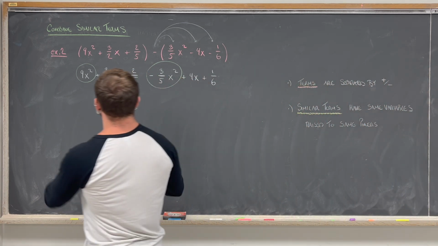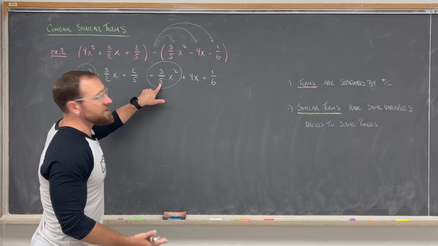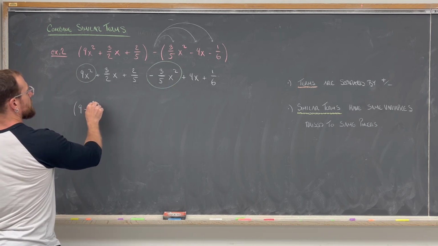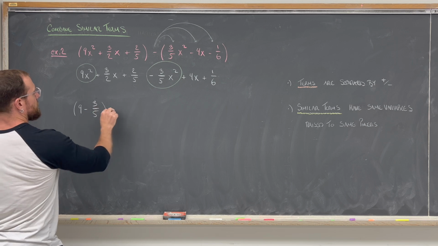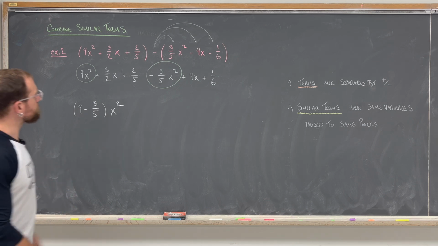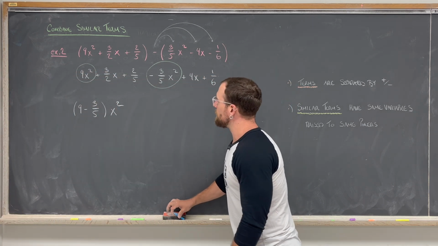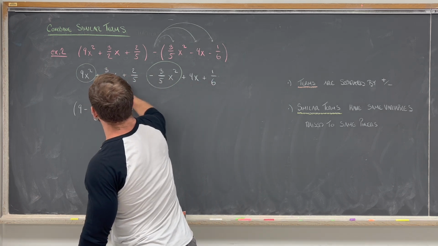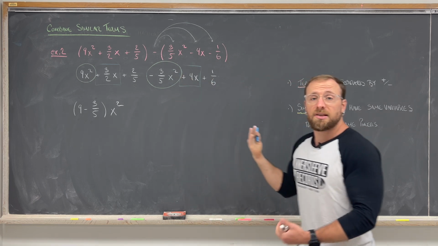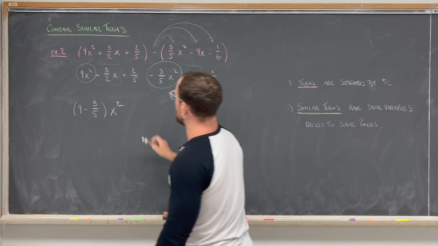So what I want to do is I have 9 of these things I call x squareds, from which I subtract 3/5 of those same things. Okay, so I've got 9 minus 3/5 x squared. We'll worry about what that is in just a second. Okay, do I see any other similar terms? Well, yes, I see 3/2 x here and a 4x over there. Those have the same variable x raised to the same power 1. So those can be combined.